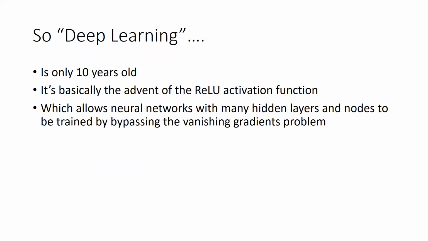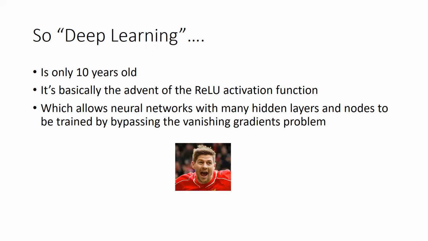So this ReLU activation function allowed us to use these really deep feed-forward neural networks. So we're all celebrating now. We've got rid of this vanishing gradient problem. So is that pretty clear? How deep learning came about.